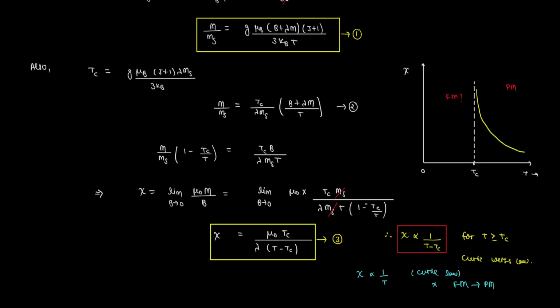So if you are dealing with a simple paramagnet, then you must use Curie's law. But if you are dealing with a ferromagnet above its Curie temperature, then you must use the Curie-Weiss law. Now let us again plot M divided by Ms as a function of y.